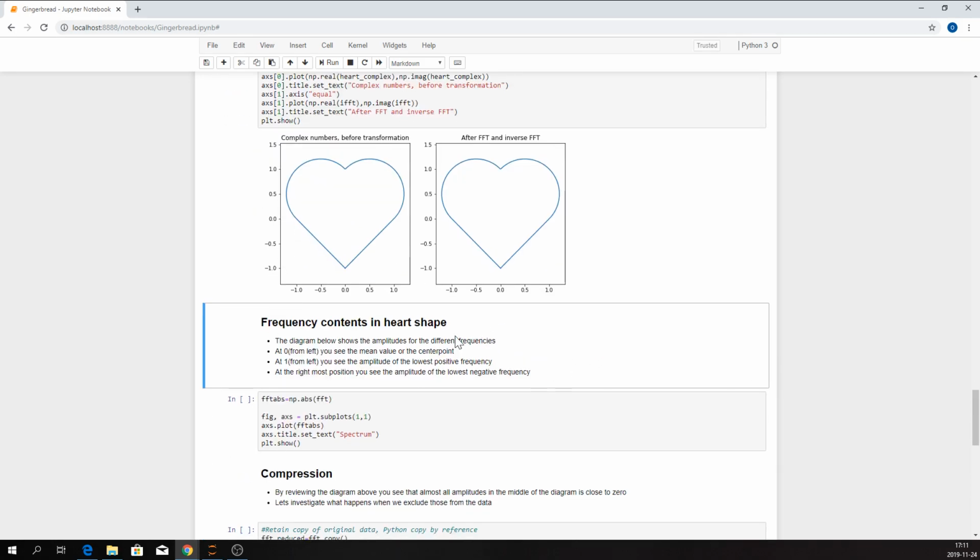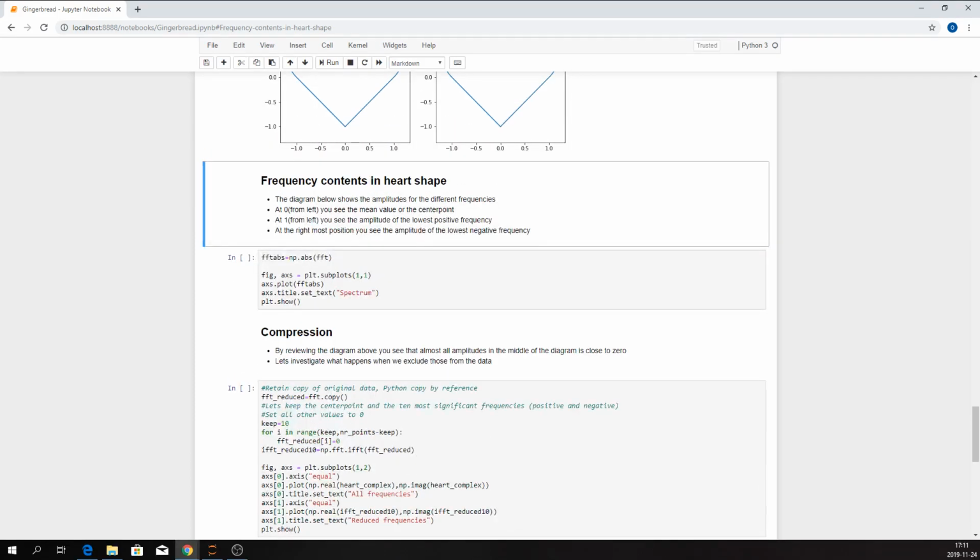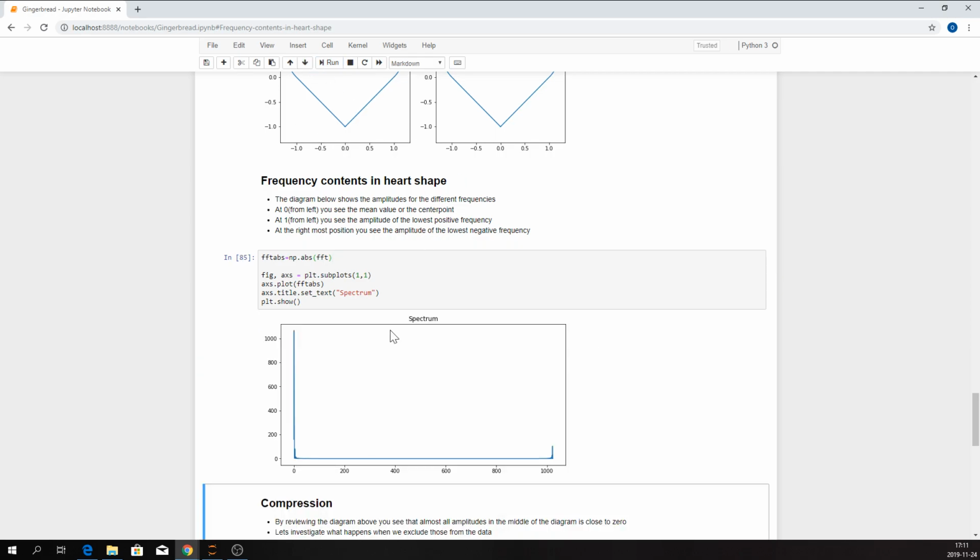Okay. As a next step, we'll be looking into the frequency content on our Fourier series, and yeah, let's plot them. Here you can see from left at frequency 0, that's really the center point or the mean value of the Fourier series, and then with increasing positive frequencies you see the amplitudes, and you see that they reduce to almost 0. And from the other side you can see the most significant negative frequency, and also the amplitudes are being quite quickly reduced to close to 0 here.